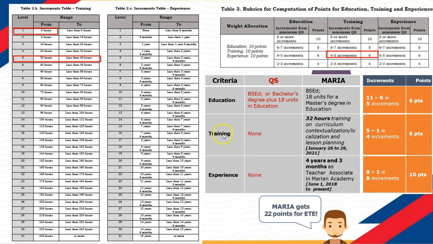For experience, requirement is none. That would be level 1. Maria has served 4 years and 3 months as teacher associate. In the increments table, that would be level 9, or less than 4 years and 6 months. 9 minus 1, the increment would be 8. In the rubric, that would give her 10 points. So 6 points for education, 6 points for training, and 10 points for experience. In the first 3 criteria, Maria gets 22 points.